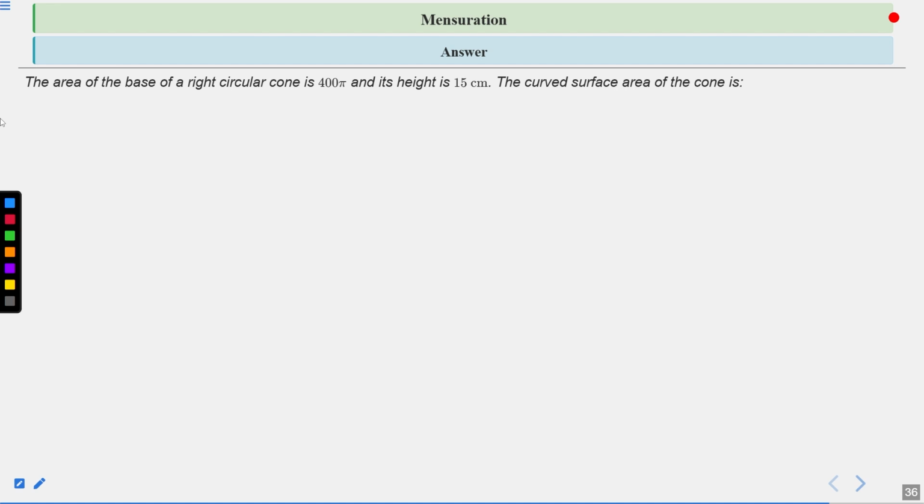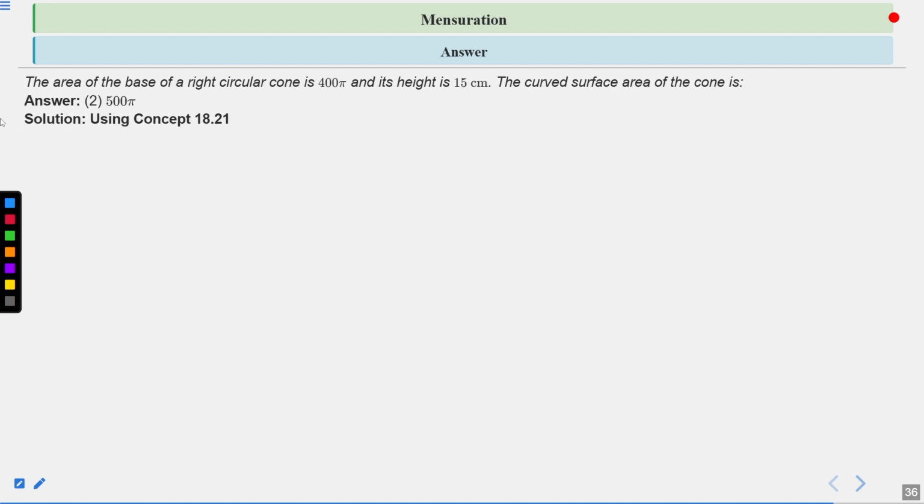So the question says that the area of the base of the right circular cone is given as 400 pi, and its height is also given, which is 15 centimeters. So we need to calculate the curved surface area of the cone. We can calculate it by using the formula. So the correct answer of this question is the second one, which is 500 pi.